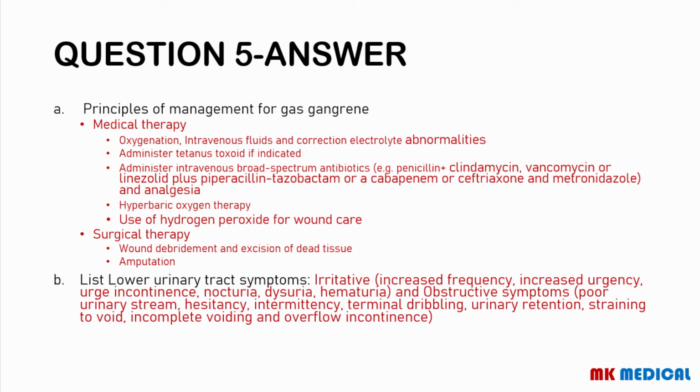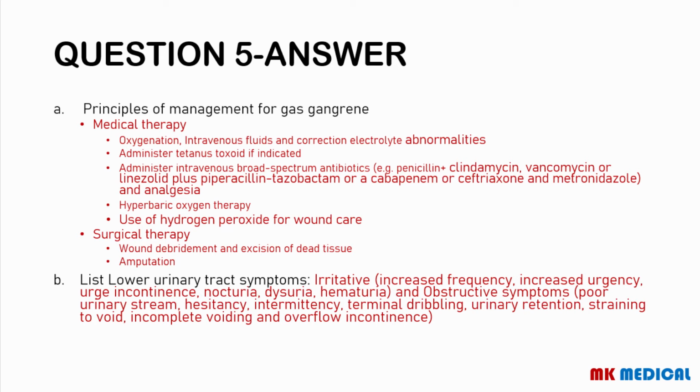So with gas gangrene, remember that gas gangrene is caused by the species Clostridium perfringens, and it can be managed both medically and surgically at the same time. So when the patient comes in, you obviously want to oxygenate this patient, you want to gain venous access, you want to give them intravenous fluids, correct any electrolyte abnormalities. You want to administer tetanus prophylaxis. You also want to administer intravenous broad-spectrum antibiotics. So you could combine penicillin plus clindamycin or vancomycin or any other much stronger drugs, even ceftriaxone and metronidazole, as well as provide analgesia for this patient.